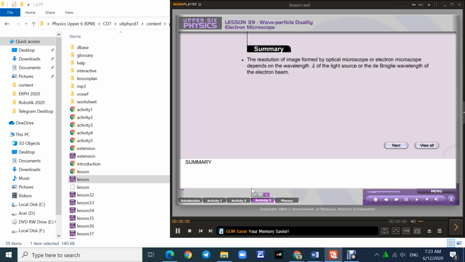Summary. The resolution of image formed by optical microscope or electron microscope depends on the wavelength lambda of the light source or the de Broglie wavelength of the electron beam. The de Broglie wavelength depends on the accelerating voltage. Electrons accelerated by voltage of the order of 10^5 volts will have wavelength of the order of 10^-12 meters.